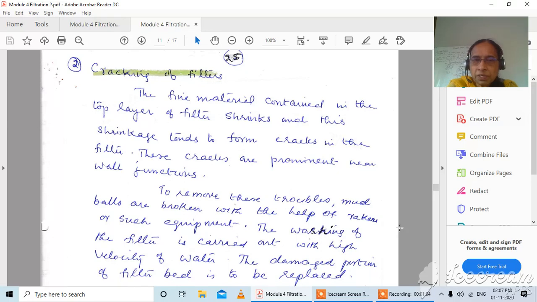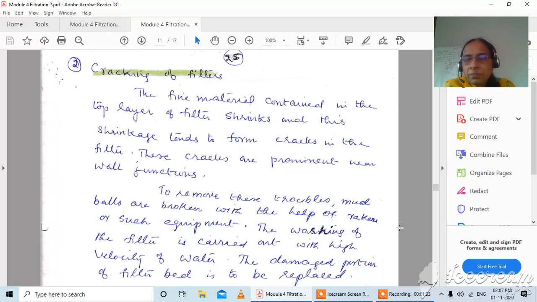That is, you can see a ball type collection of small particles, the colloidal as well as settleable particles, very fine particles which are not settled or not washed away along with the backwash water. They collect near the wall and form just like a ball. So that is the mud balls.